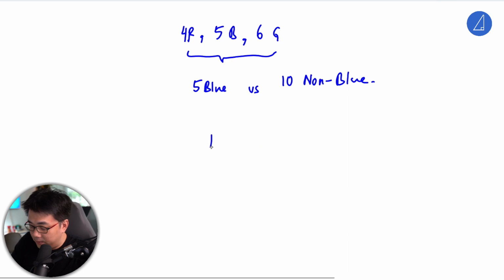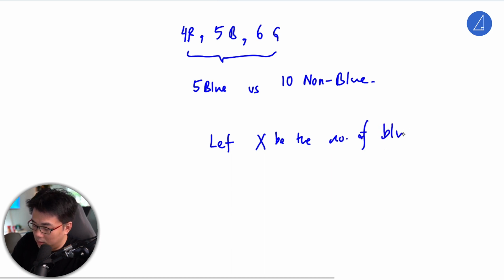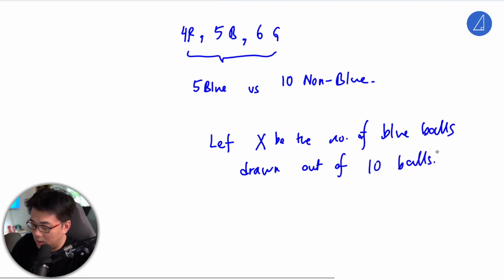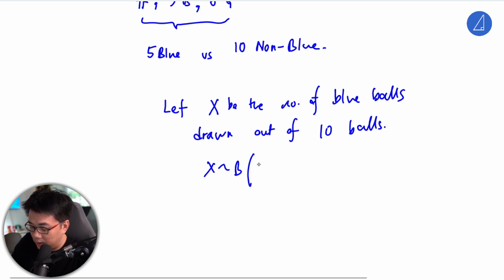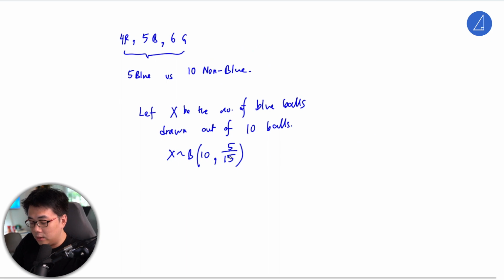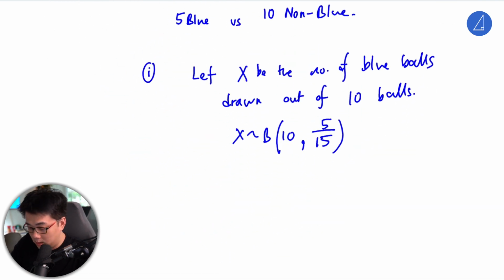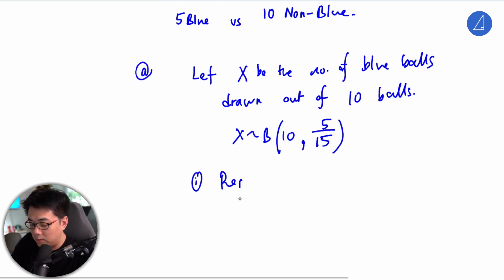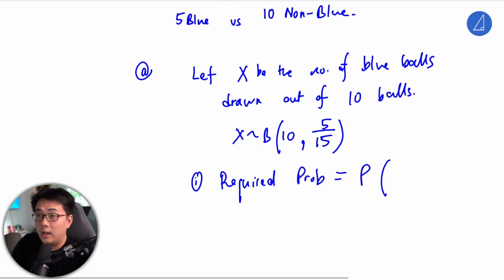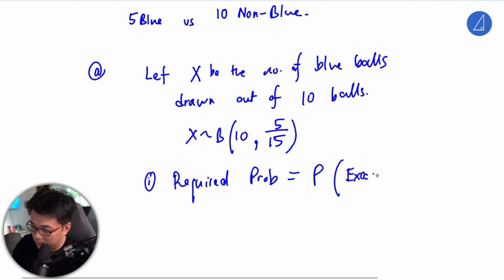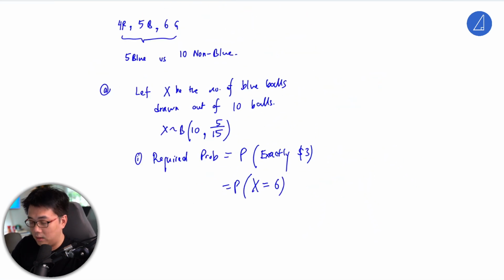Shouldn't be an issue. So I'm going to let x be the number of blue balls drawn out of 10 balls, 10 trials, right? So x follows a binomial distribution, where the number of trials is 10, and the success rate for each ball is 5 out of 15. So the first part will imply that the required probability is the probability where exactly $3, which will mean exactly x is 6 balls.